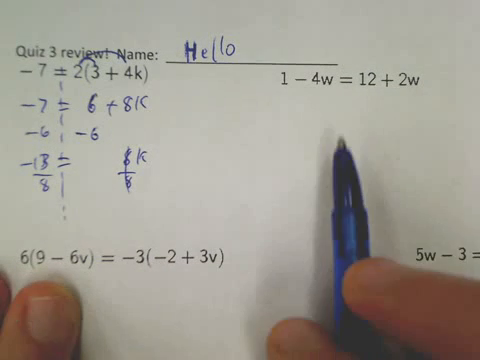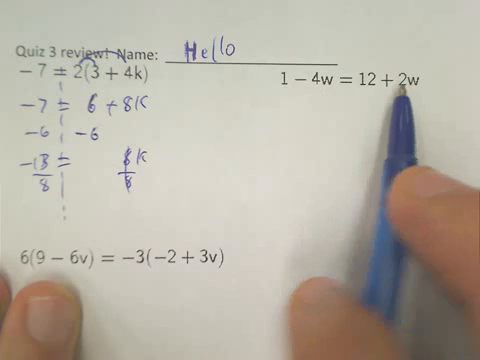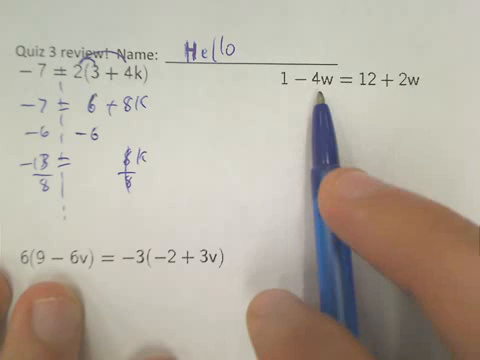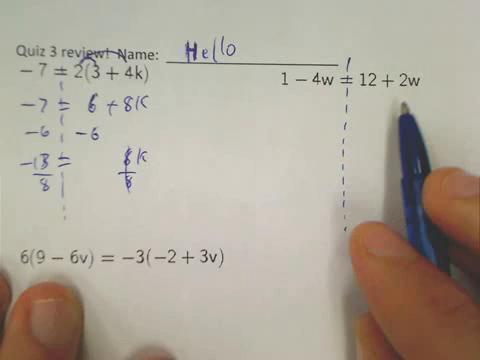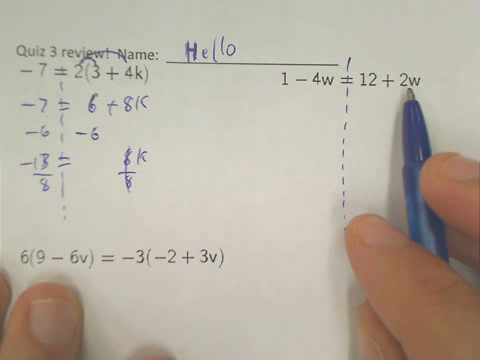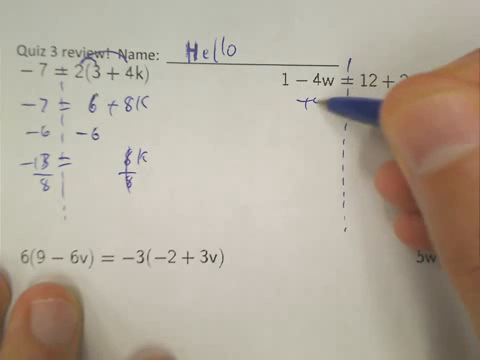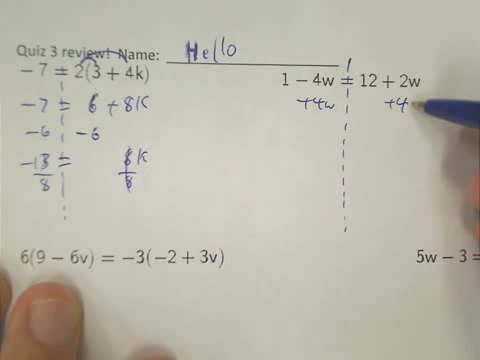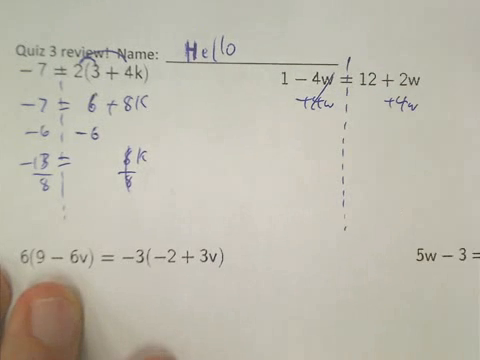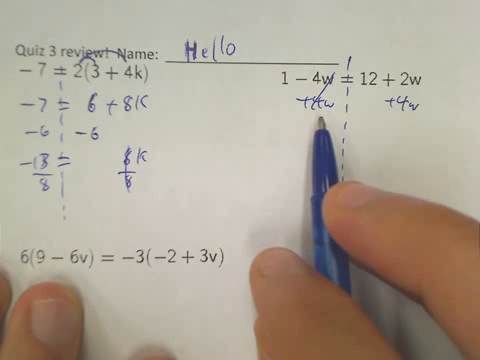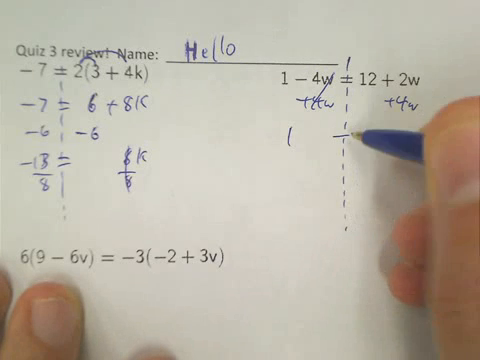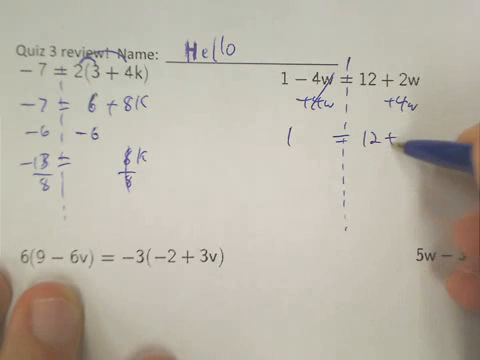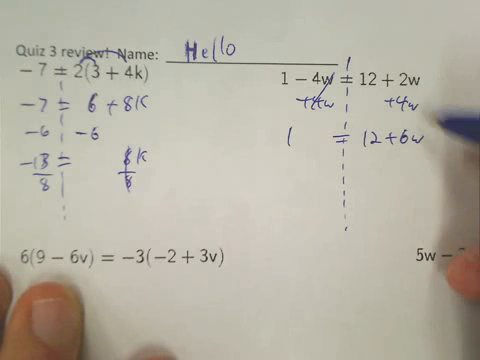Okay, on to the next one. This is one that's different because it has a variable on both sides. So I could get rid of the negative 4w by adding 4w, and I can get rid of the 2w by subtracting 2w. Well, I'm going to add 4w to both sides. Those will cancel out. I added 4w because between adding and subtracting, it's always easier to add. So I'm always going to choose to add when I can. So 1 is equal to 12 plus 6w. 2 plus 4 is 6.